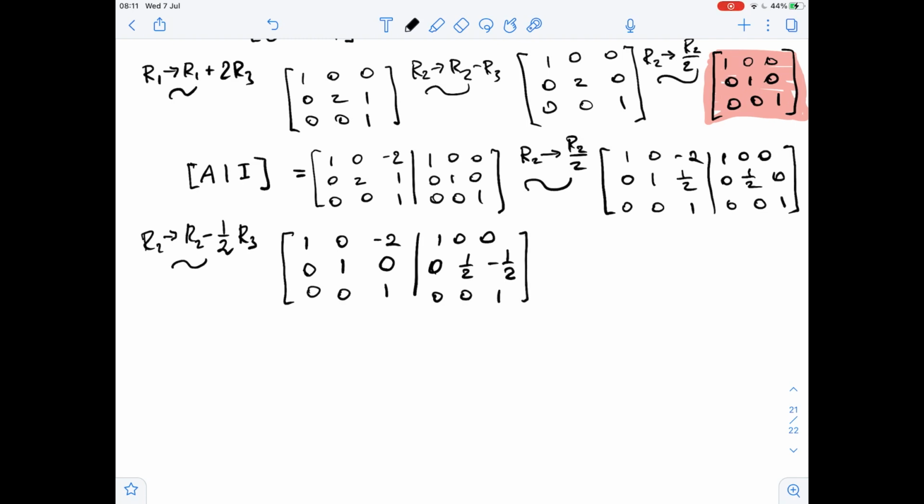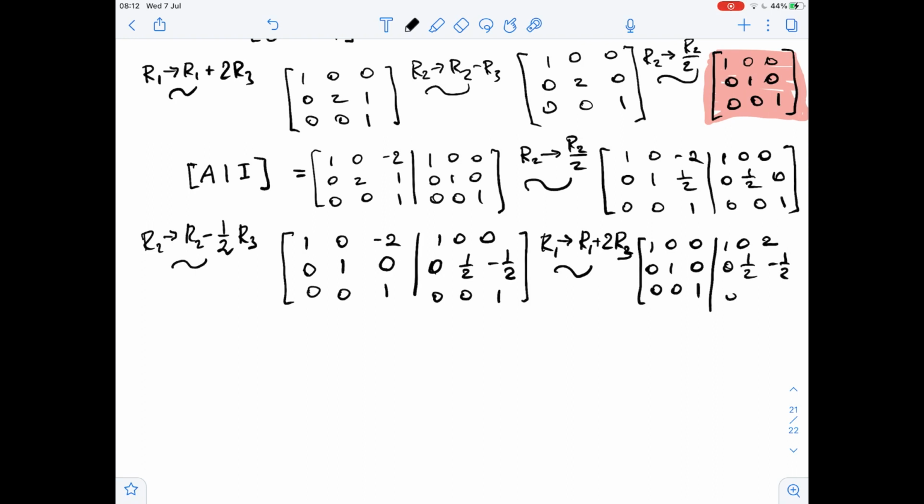In our next step, we multiply the third row by 2 and add it to the first row. So row 1 becomes row 1 plus 2 times row 3. So we get 1, 0, 0, 1, 0, 2, 0, 1, 0, 0, 1 over 2, negative 1 over 2, 0, 0, 1, 0, 0, 1.